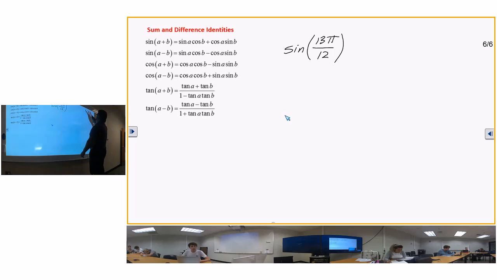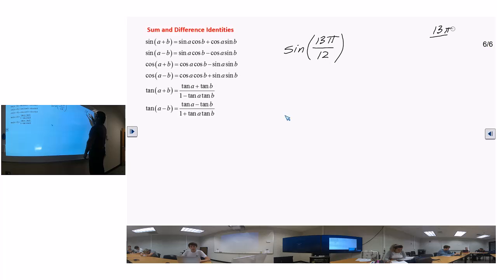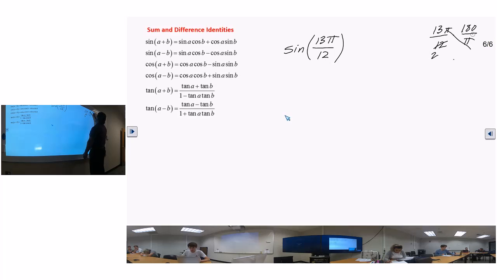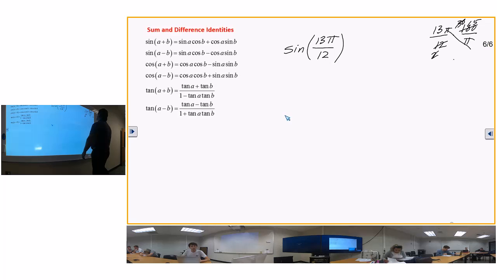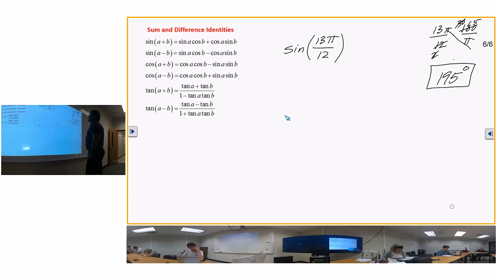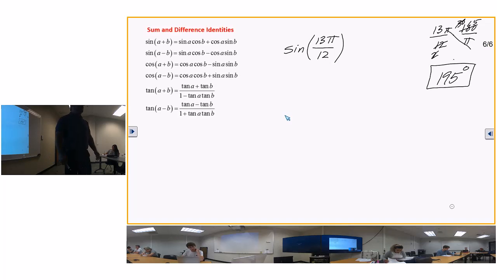So that's going to be 13 pi over 12 multiplied by 180 over pi. Pi's cancel. Okay, I know 6 will go in there 2 times. 6 will go in there 30 times. 2 will go 15. Somebody multiply 15 times 13. What do you get? 195. 195 degrees. All right, so you need to focus on 195 degrees.